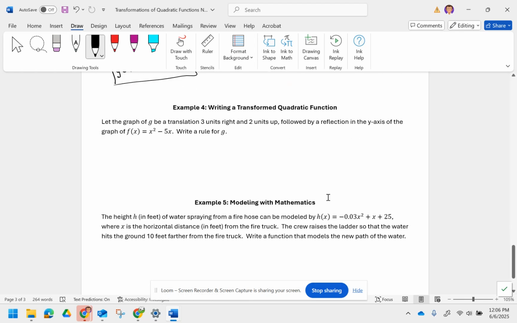All right, let's do another one of these. Let the graph of g be a translation 3 units to the right and 2 units up, followed by a reflection in the y-axis of the graph of f of x equals x squared minus 5x. So a little bit trickier because we're not starting with the parent function, but something a bit more complex. But the same process still applies.